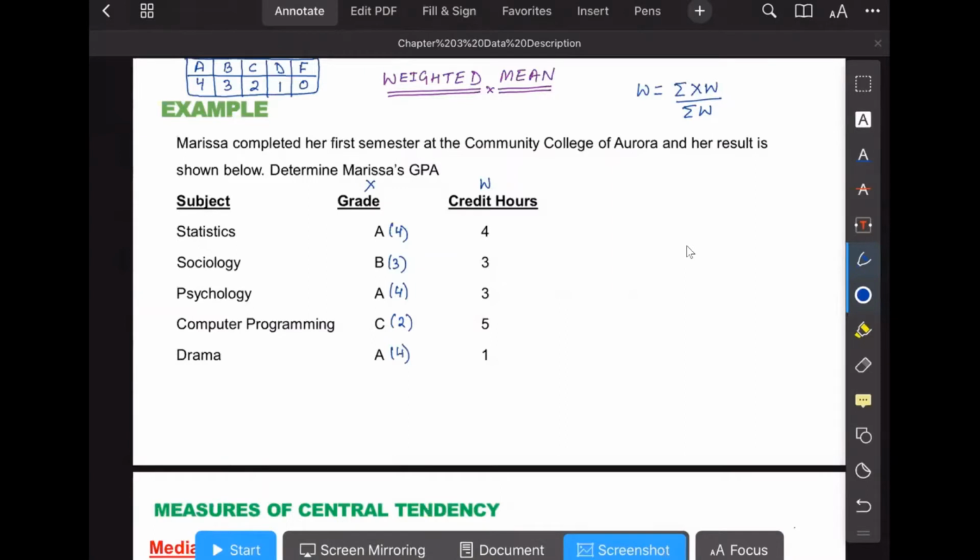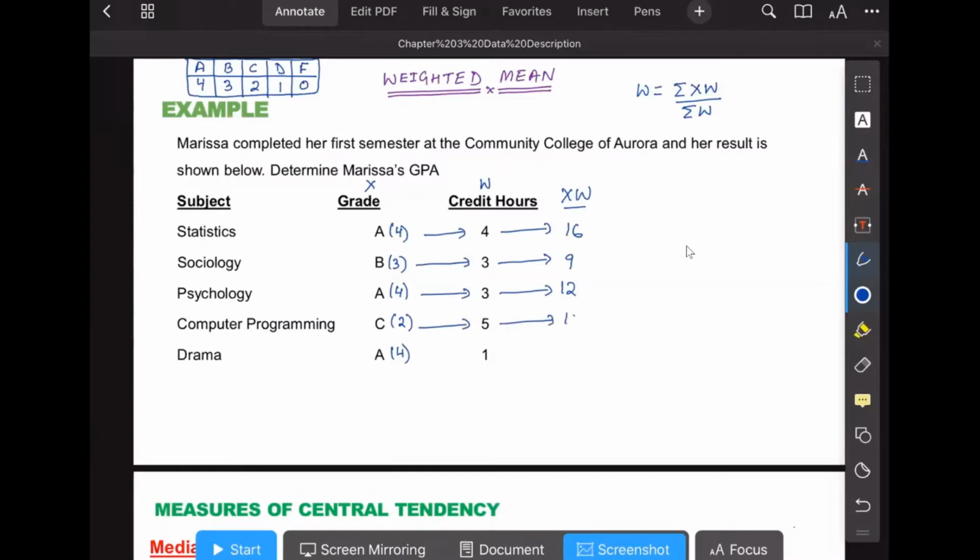So I need a next column where we find X times W. Let's do that together. We multiply X and W. So first one is 4 times 4. How much is 4 times 4? That's 16, right? 16. 3 times 3, 9. How much is 4 times 3? 12. 2 times 5? 10. And then 4 times 1? 4. Okay.